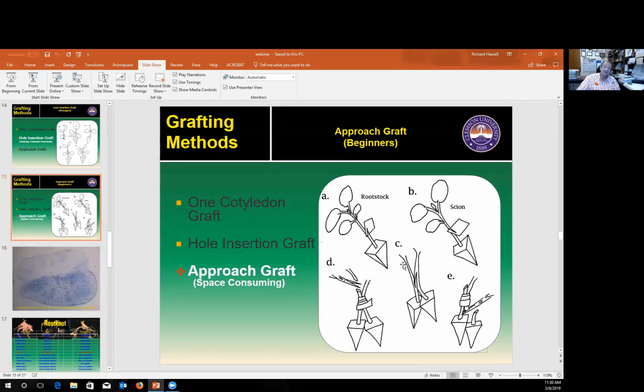But this takes a lot of space within your greenhouse. That's why it's not commonly used, because you're going to have to grow both your rootstocks and your scion material in large enough cells, and then you're going to bring them together and have to put them again into an additional cell, which is generally a lot larger. But this method does not need a healing chamber, and it's a very successful graft.